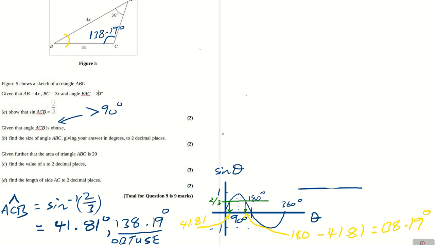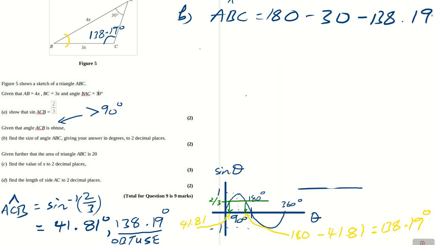Okay, so part B, ABC equals 180 minus 30 minus 138.19. Okay, and that equals 11.81 degrees, and we've done it to 2 decimal places as required.